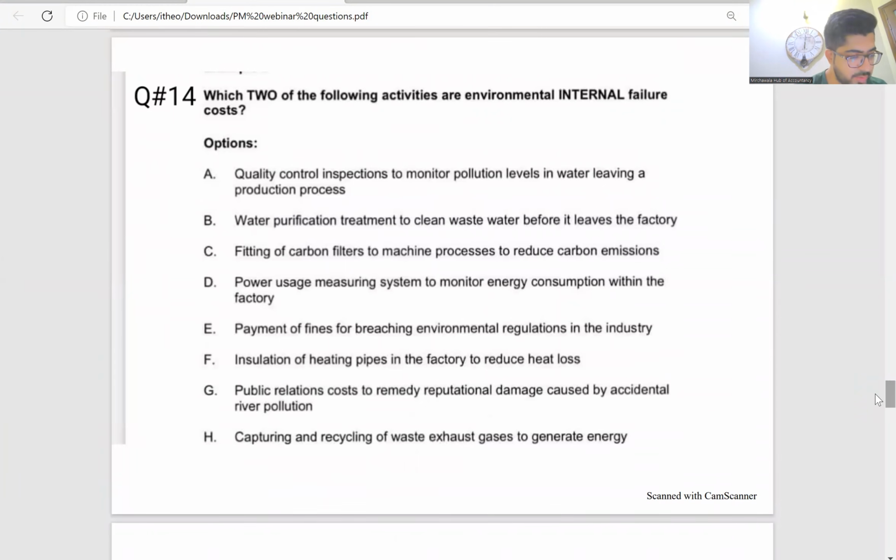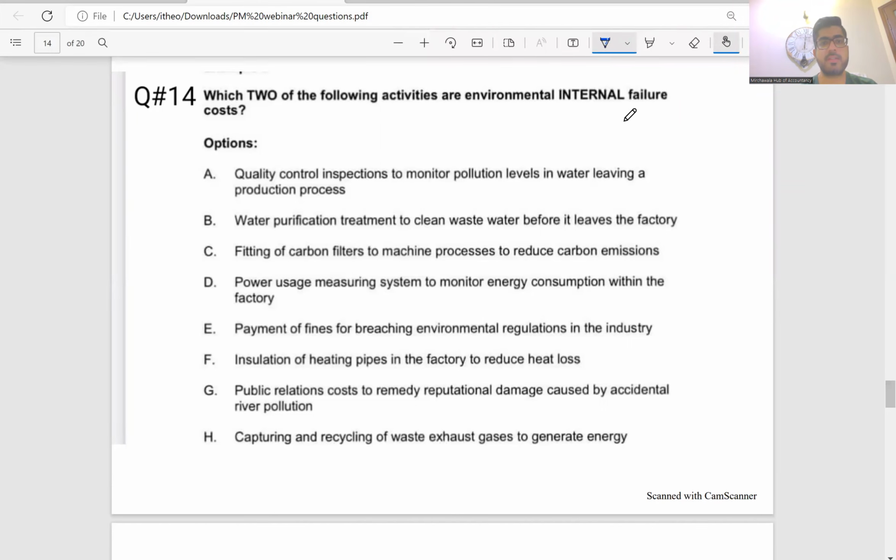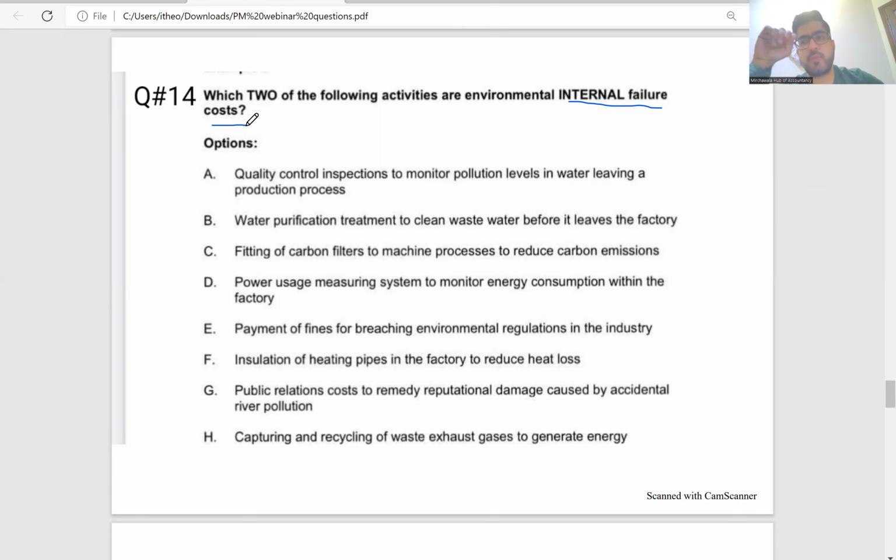Question 14 is a very easy question, and it states: which 2 of the following activities are internal failure costs. In the total quality management topic, I have taught you 4 costs: prevention costs, appraisal or inspection costs, internal failure costs, and external failure costs.